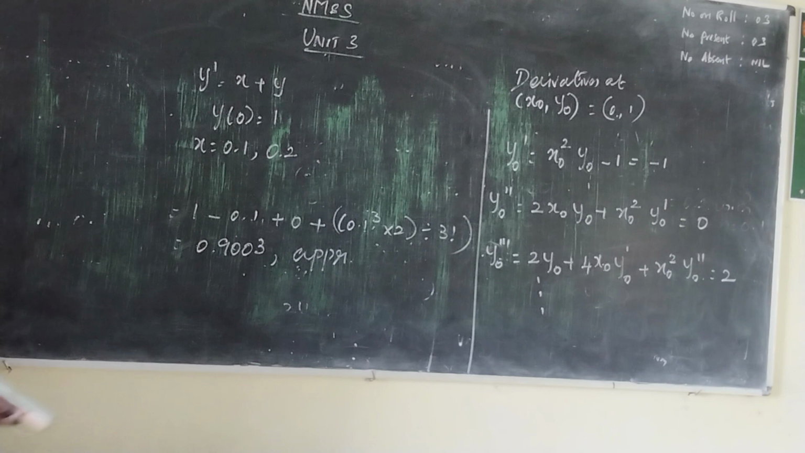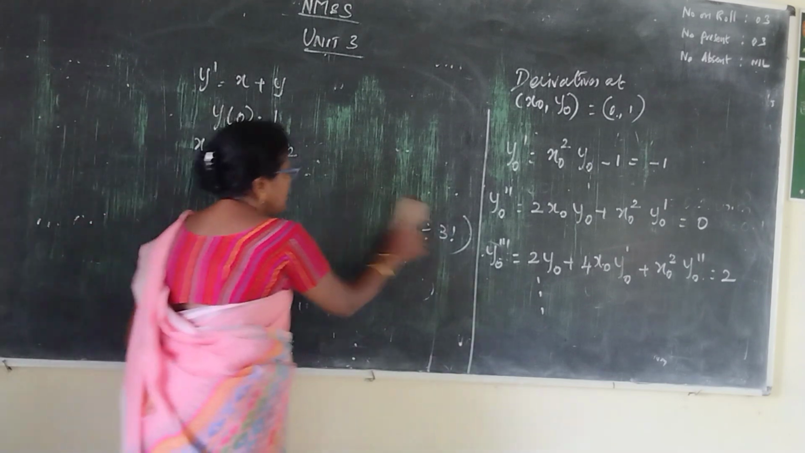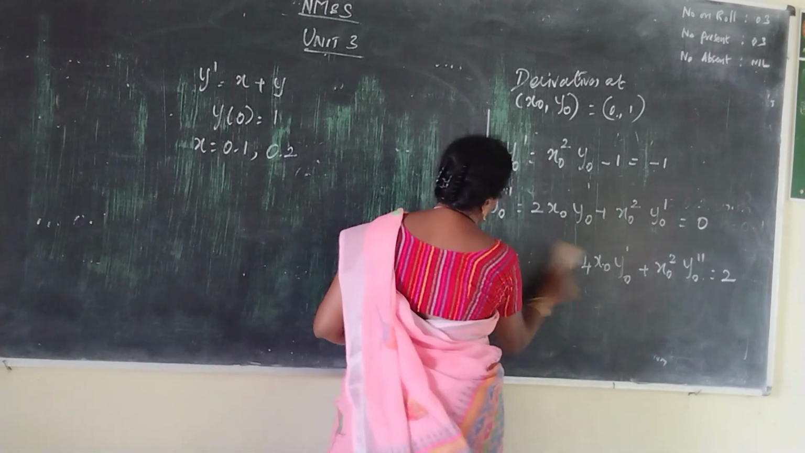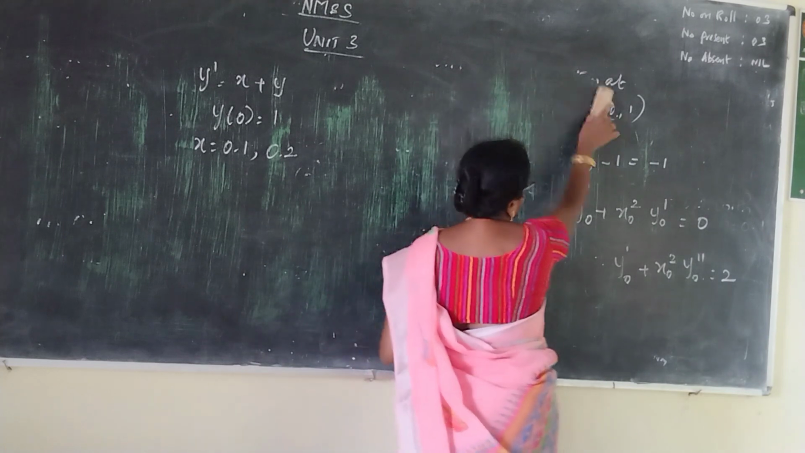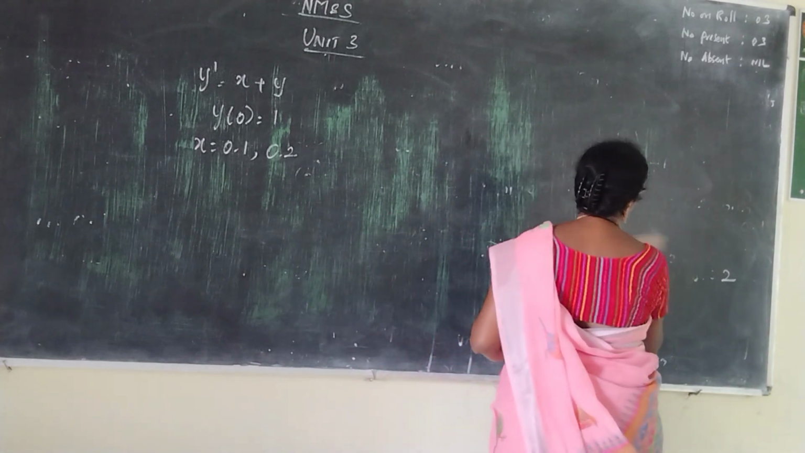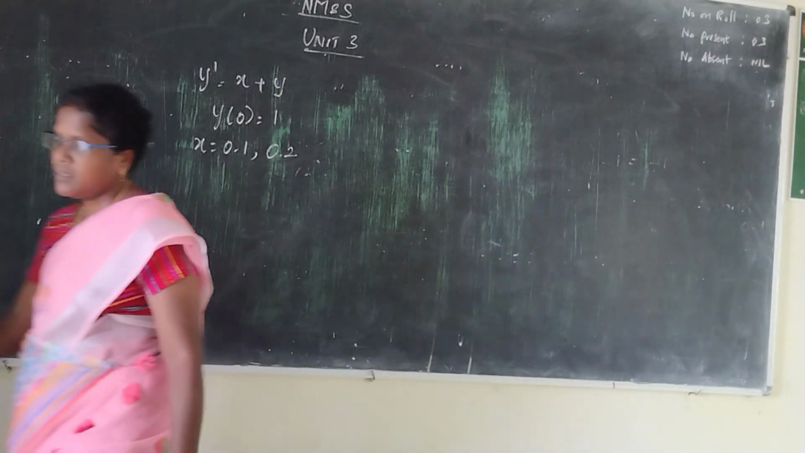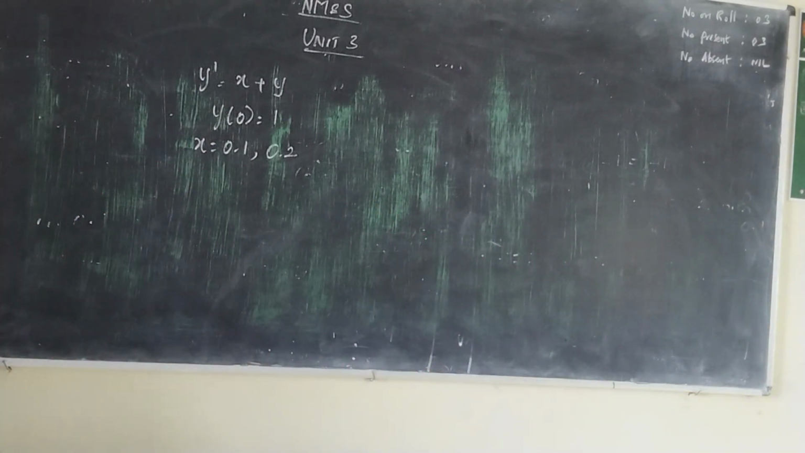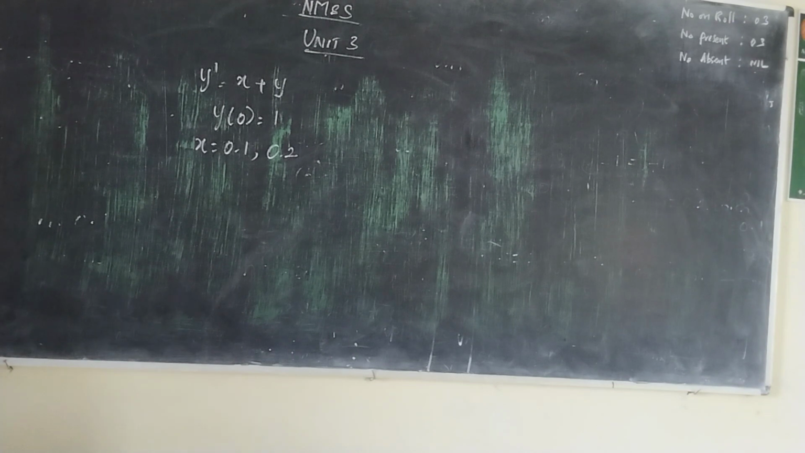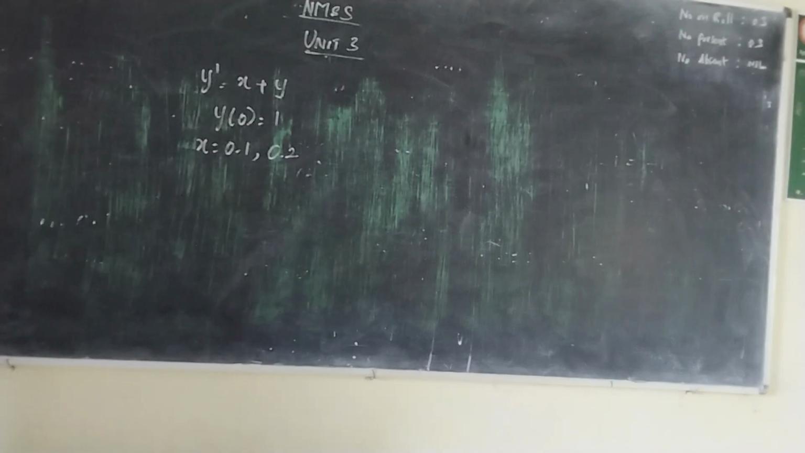As usual, identify the preliminary values. What are the first things to identify? x naught, y naught, h. Decide all those values. x naught is 0. So you are given x naught is equal to 0. What is y naught? 1. The right hand side value.